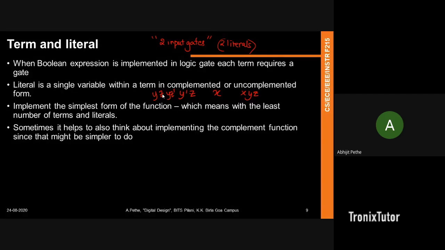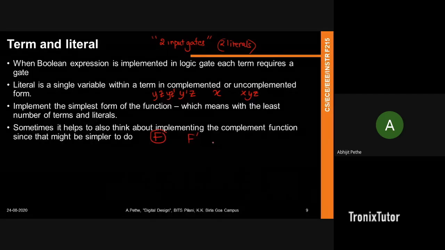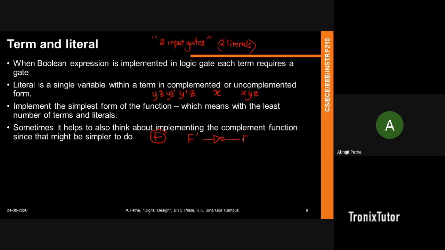And keep in mind that it's not necessary that you have to implement F. When you start doing labs, this will become very apparent: sometimes implementing F bar will give you a much more elegant solution, and all you do is, at the end of the F bar implementation, stick it through an inverter and you get the value of F. So when you start doing things in lab, you realize that it sometimes becomes easier to implement the F prime function than the F function.